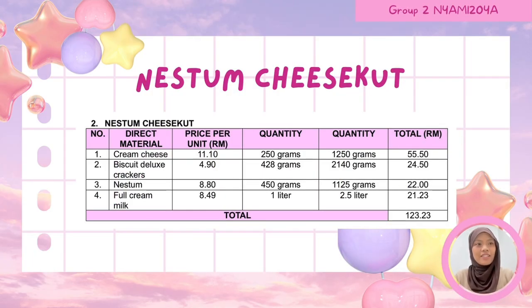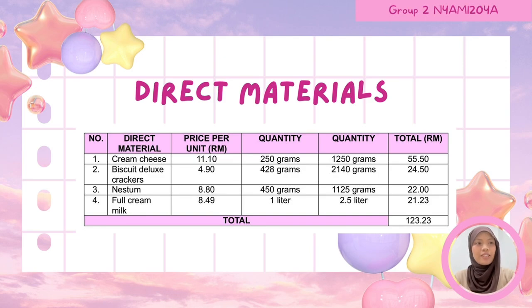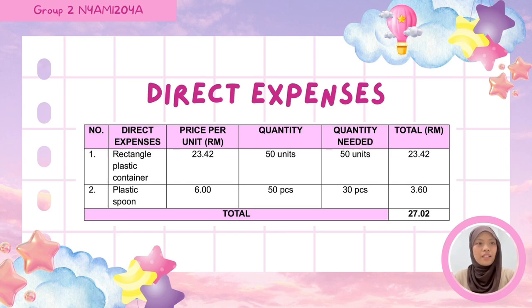Thank you, Hidayah. Let us now examine the cost structure for our second product line, the Nestum cheese coat, which is produced in weekly batches of 50 containers. Our direct materials for this line total RM123.23 per week. The primary cost drivers here are chilled dairy and dry inputs, which include 1,250 grams of cream cheese, 2,140 grams of deluxe biscuit crackers, 1,125 grams of Nestum flakes, and 2.5 liters of full cream milk. For direct expenses, the product utilizes 50 rectangular plastic containers and matching plastic spoons to facilitate takeaway consumption, totaling RM27.02.